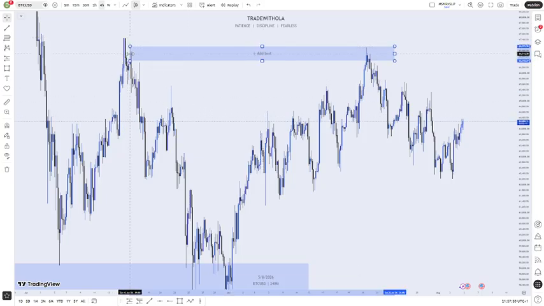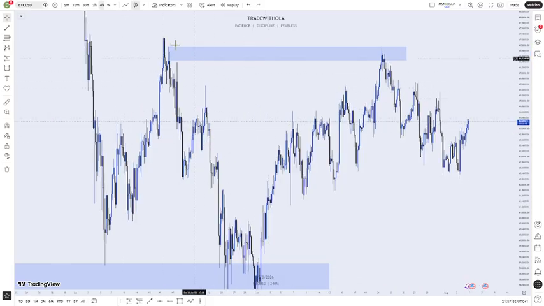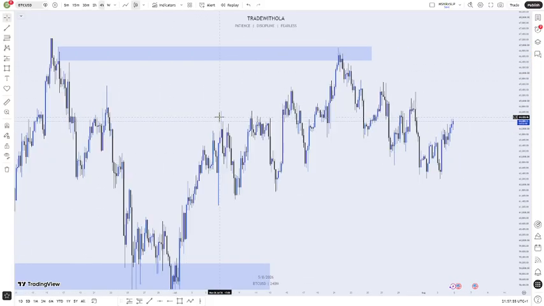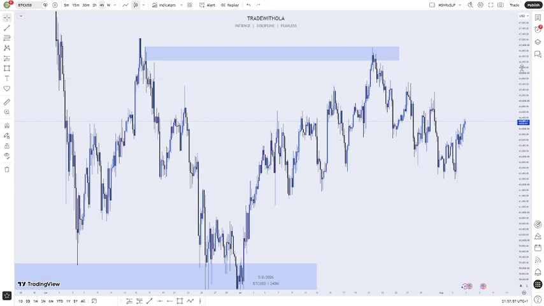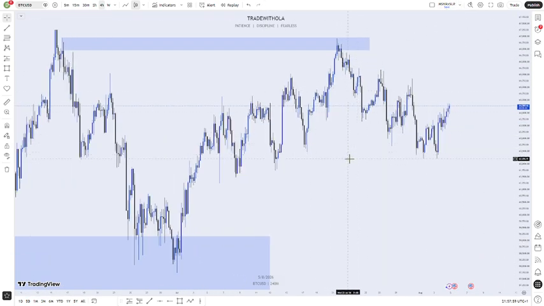So they've just taken a zone from the weekly and then they've refined it on their 4 hours or their daily time frame. Okay, we use the 4 hours for refinement. Okay, and now what do you notice here?